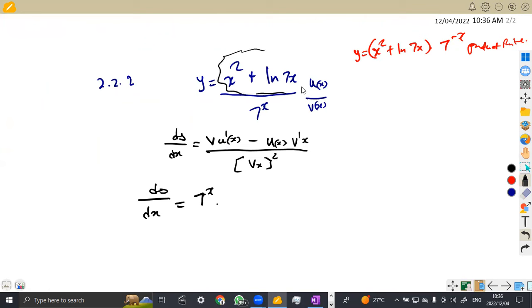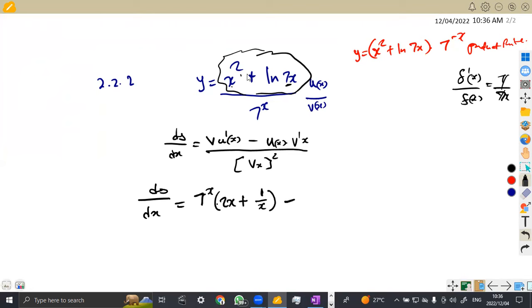So this is actually an expression that we have. I'm just going to open a bracket. The derivative of x squared is 2x, plus the derivative of ln 7x. Remember the derivative of ln is f prime of x over f of x. So f prime is 7 and f of x is 7x, so this is going to cancel and give us 1 over x.